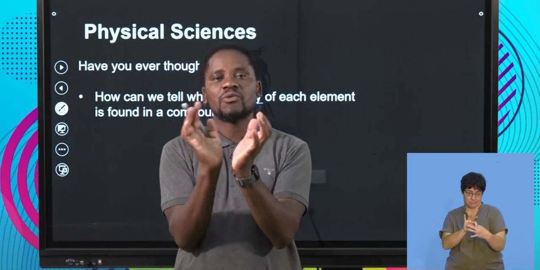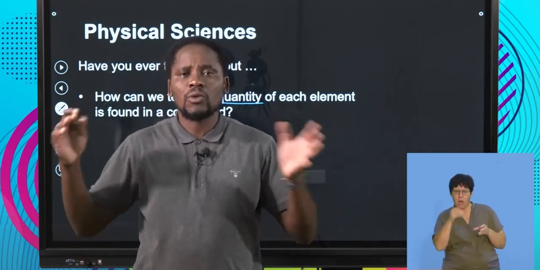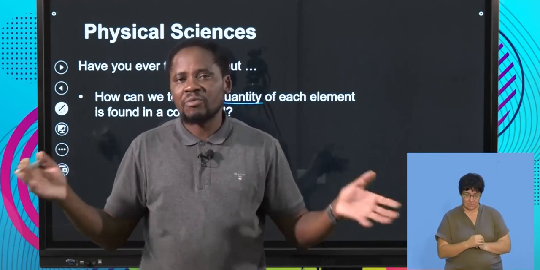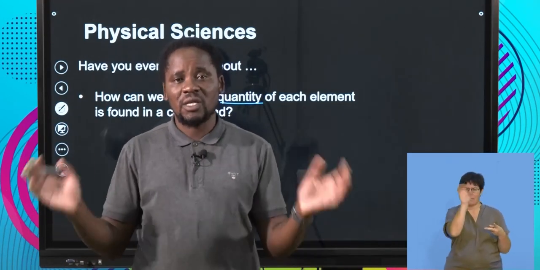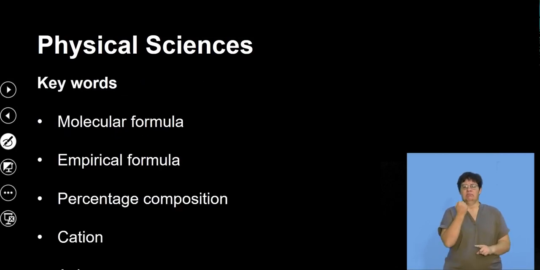So in terms of composition, we want to understand exactly how each of these elements contributes in terms of mass, in terms of percentage, to the entire compound. So the question, that's why it's phrased as, how can we tell what quantity of each element is found in a compound, right? Keywords, very, very important in terms of definitions.